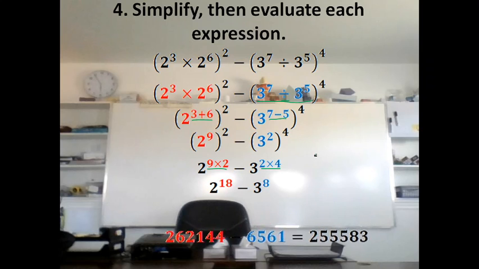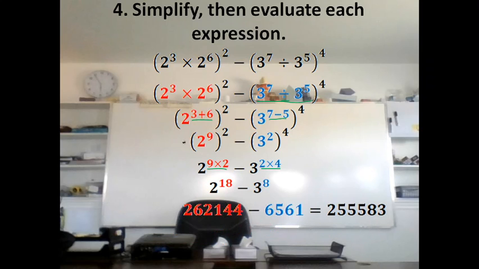Now we can solve for standard form. 2 to the power of 18 becomes 262,144. 3 to the power of 8 becomes 6,561. 262,144 subtract 6,561 equals 255,583.